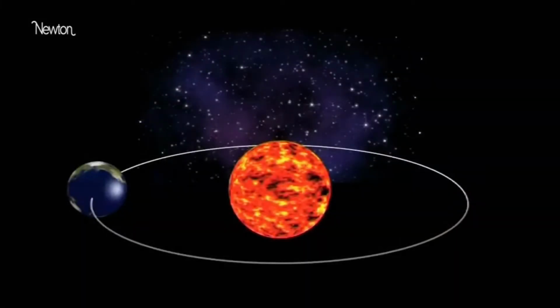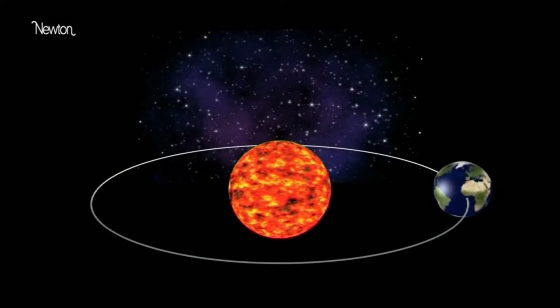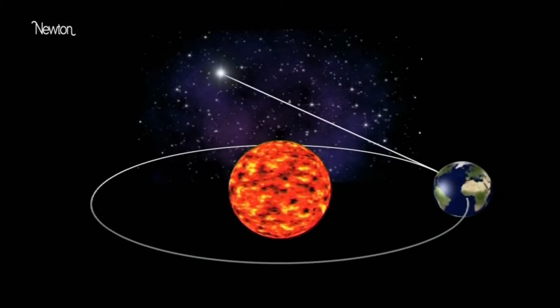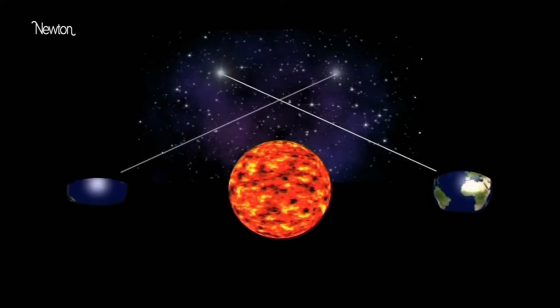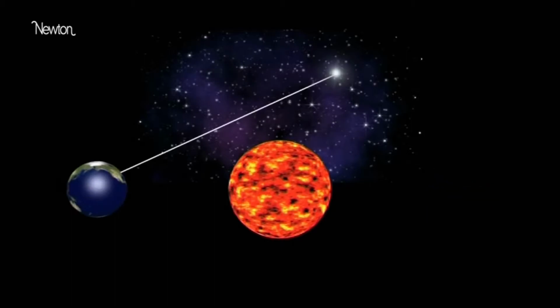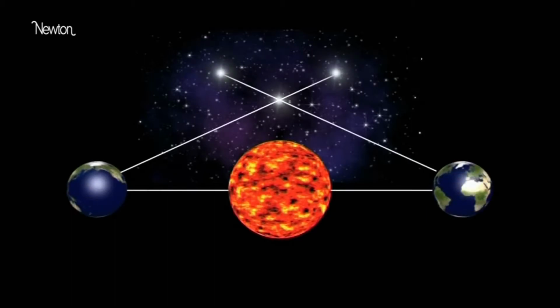When we look at a relatively nearby star from the Earth, it appears in a certain position relative to the other background stars. Six months later, when the Earth is on the opposite side of the Sun, the same star will appear in a different position relative to the background. Like opening and closing one eye then the other, the star appears to move, and by measuring this apparent movement, we can calculate the true position of the star.